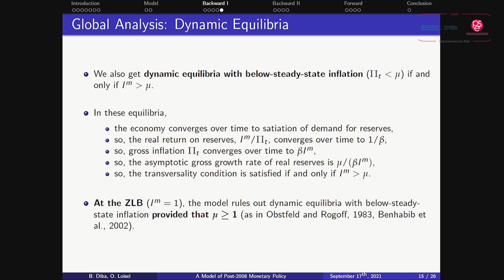And if IM equals 1, then you just need to set mu at least equal to 1 again to rule out these multiple equilibria with deflation. And in this specific case, IM equals mu, that corresponds to the results in Obstfeld-Rogoff or Benhabib and company.